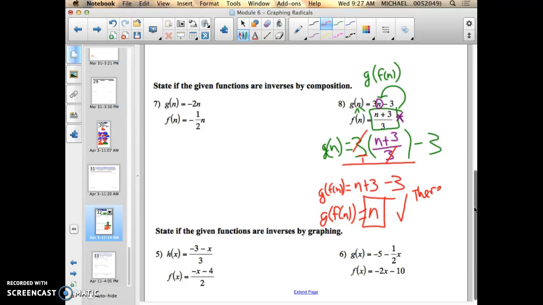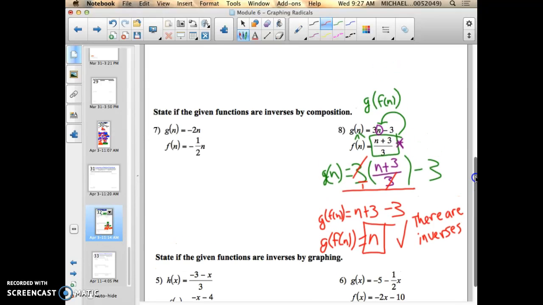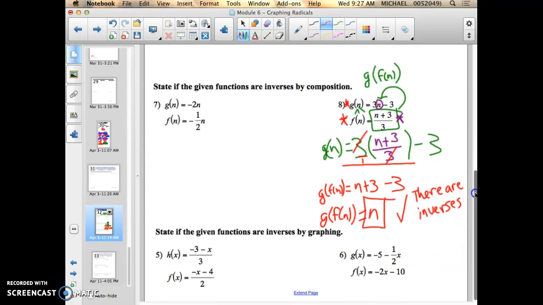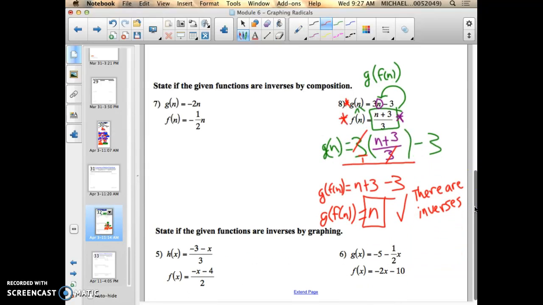So because it equals n, they are indeed inverses. So I need to write that: they are inverses of each other. Meaning, the given functions here, g of n and f of n, are inverses of each other because I composed one into the other, and I found out that it did equal the variable n. It's just one strategy to use.